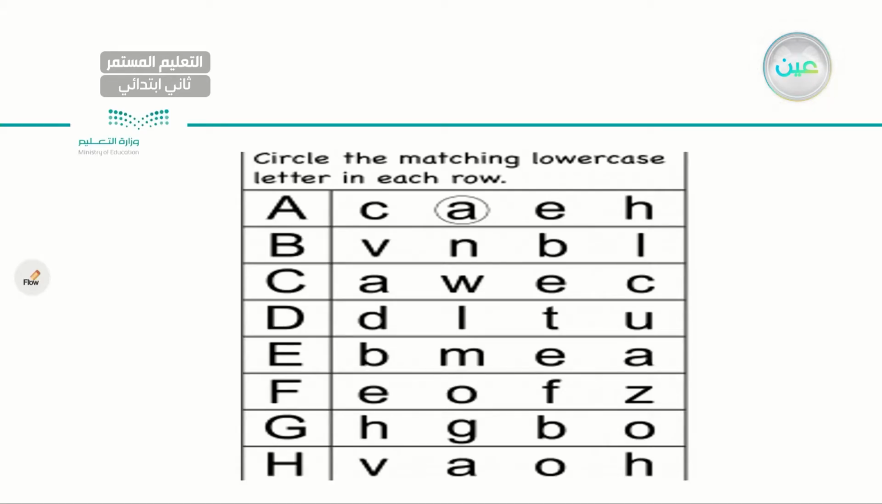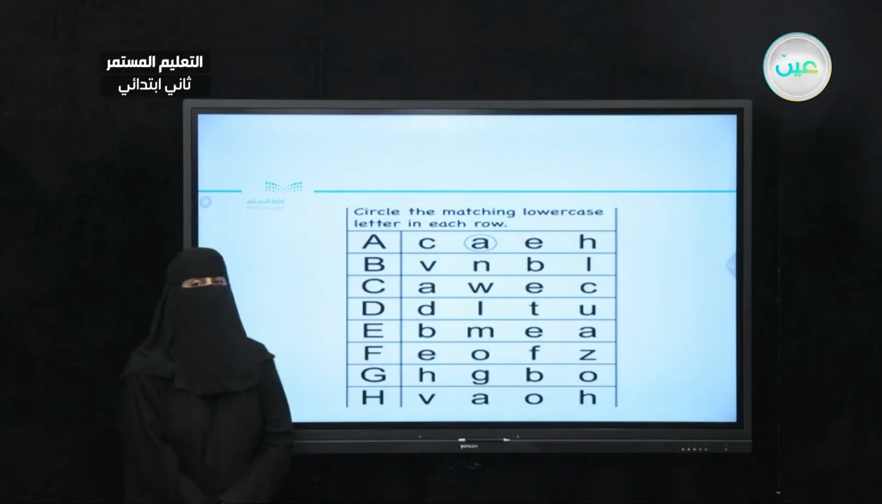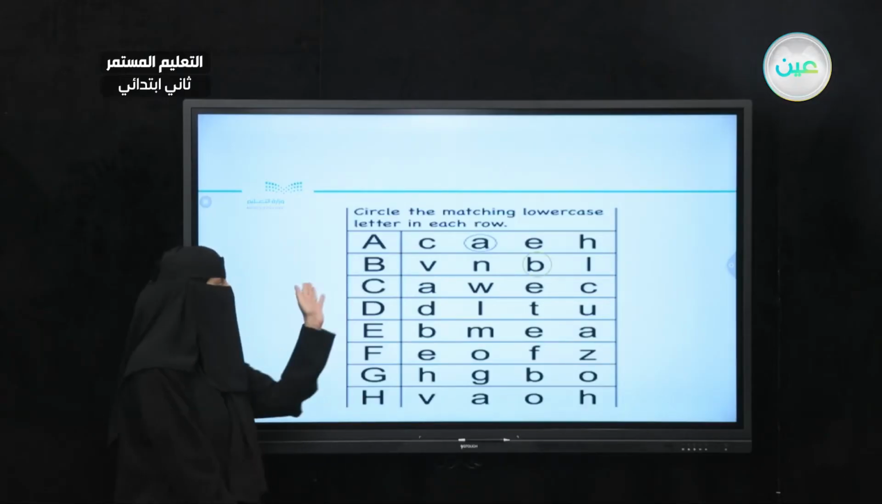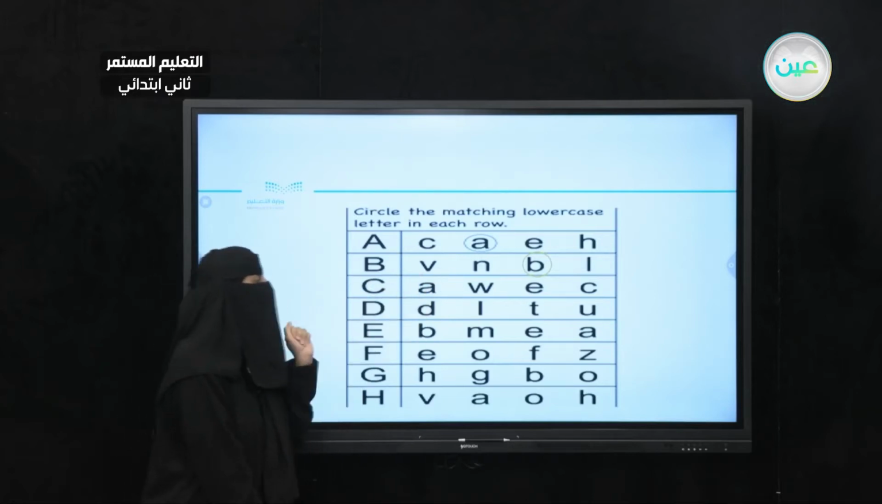Here I have capital A. I gave you the answer, so the answer is already circled here. I have a small a. Moving to the next letter, I have B, capital B. Where is the small b, my dear student? Try to locate the small b. Very good. That is small b. So as you can see, capital B and small b.